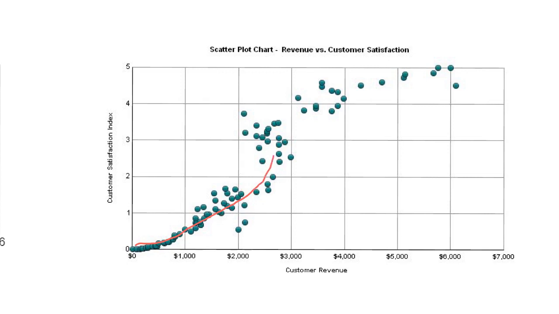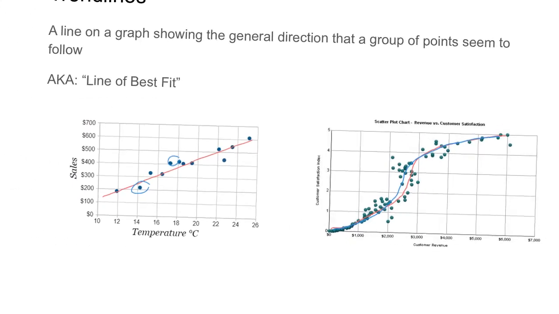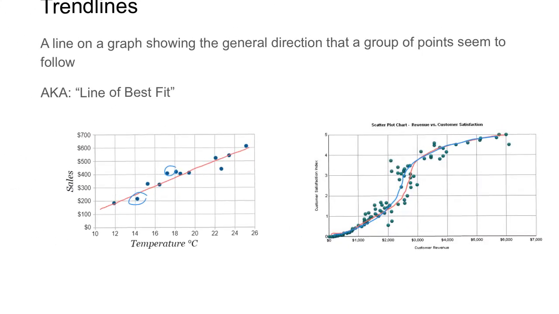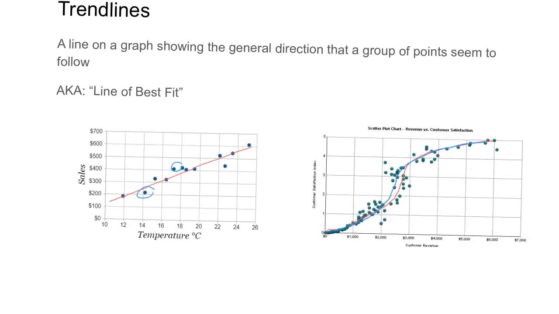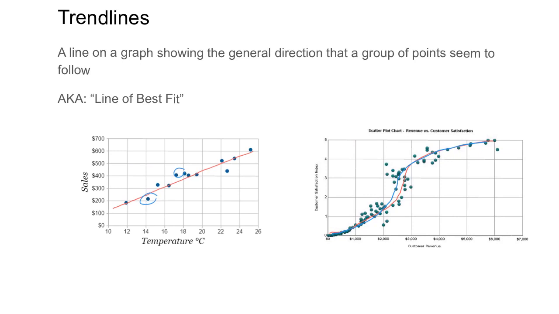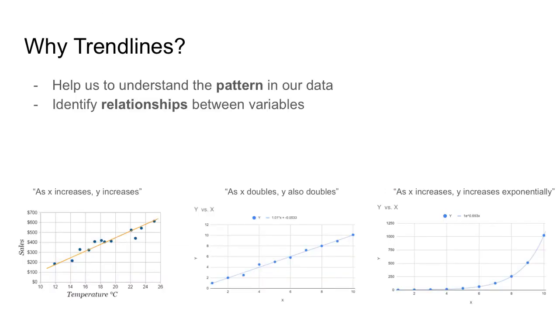Maybe that one fits it a little bit better. I could have something through here. Now I'm just having fun trying to draw the best trend line I can, but you see what I mean: this trend line doesn't have to necessarily be linear, what we would call a straight line, but it's going to show the general direction that a group of points seems to follow on a scatter plot. And we're going to go into some different patterns that these trend lines can take.